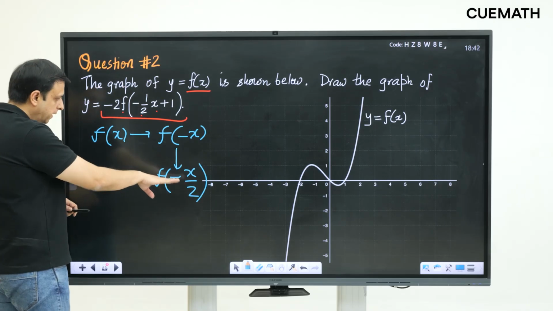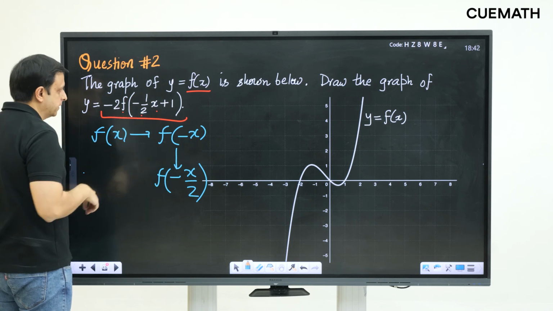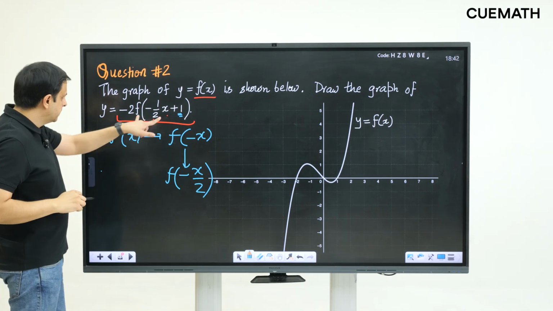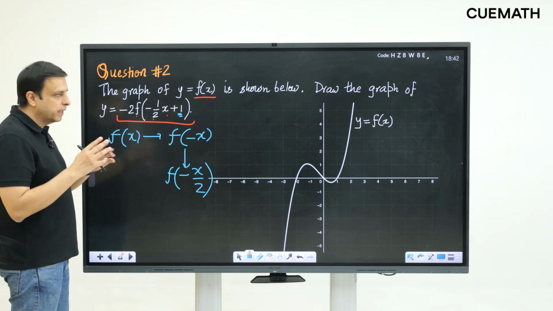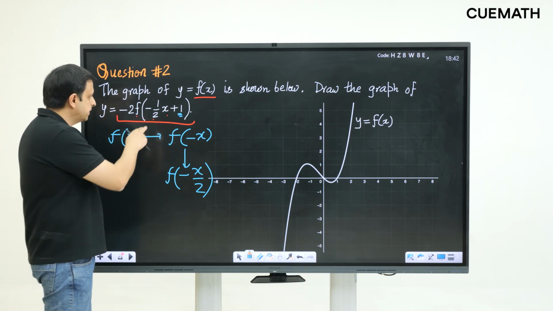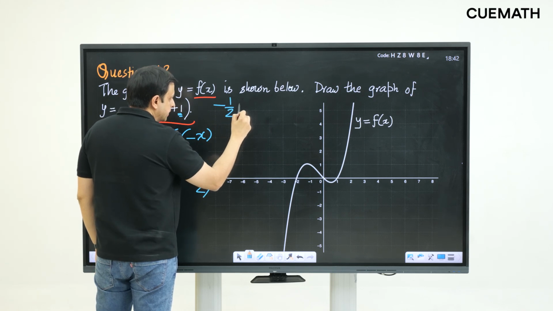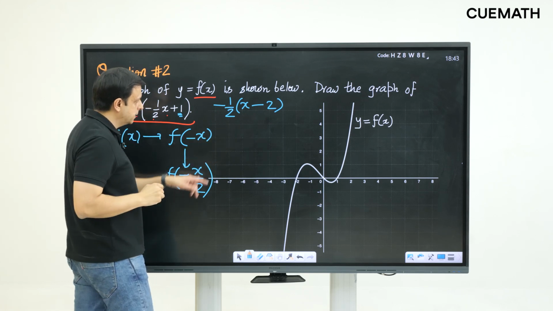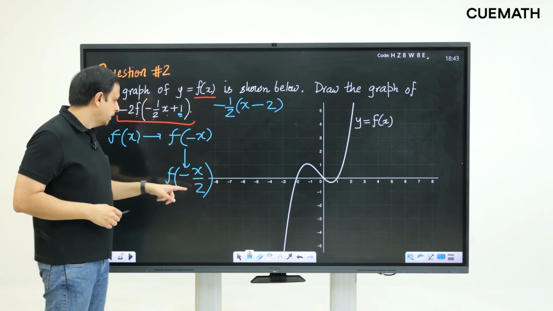So I've gone up till here, f(-x/2), but I need to land here. I need -½x + 1 inside. So how do I get this 1 here? The trick is you need to modify this expression a little bit to express it in terms of translations. In this case, -½x + 1 can be written as -½(x - 2). If you now open the brackets, you will get -½x + 1. And this therefore tells me what I need to do here.